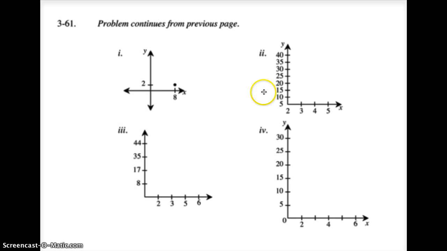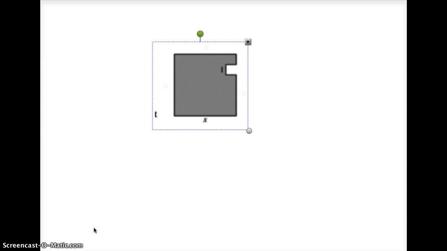Now each of these graphs has a mistake. So your job is to find out what that mistake is and explain what mistake they made when they set up this graph. Okay? Then the last part is number 62. Problem number 62 comes back to the dented square again. And what it says is this time, instead of finding the perimeter for this dented square, you're going to have to find the area for this dented square.